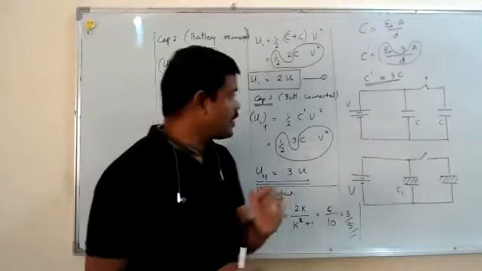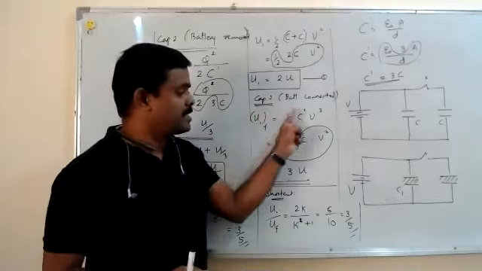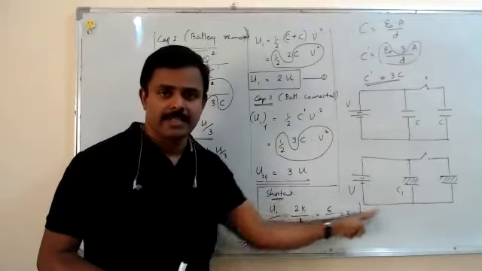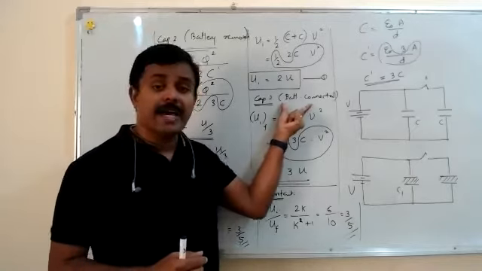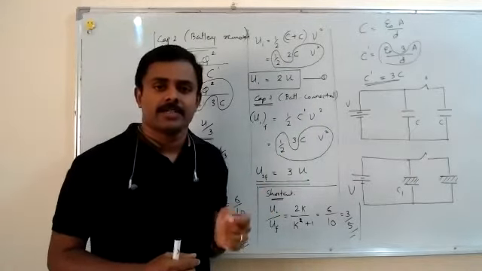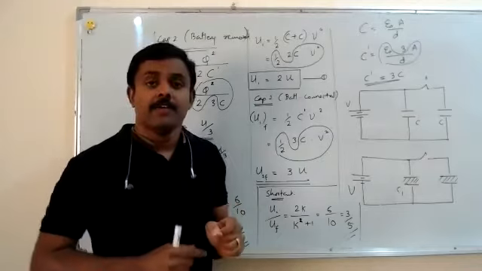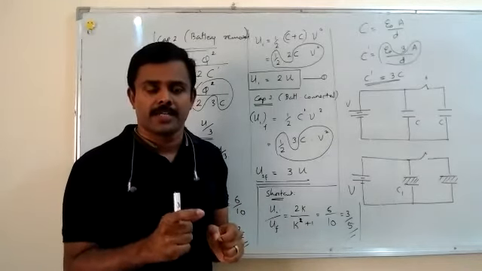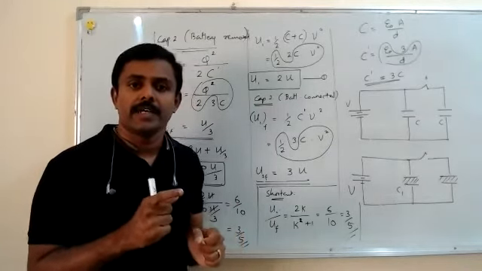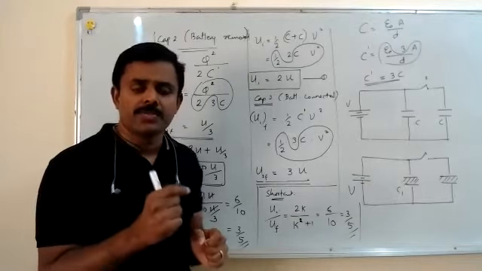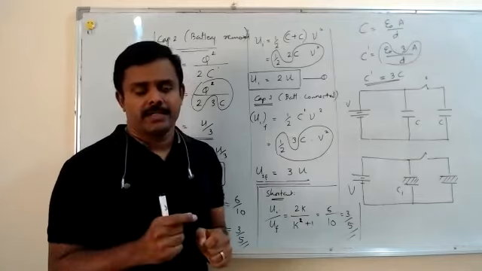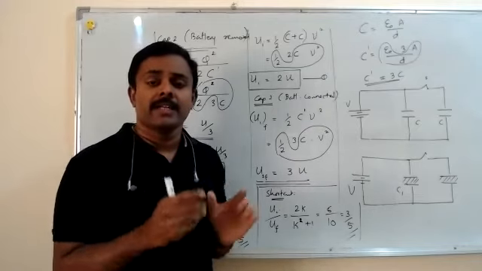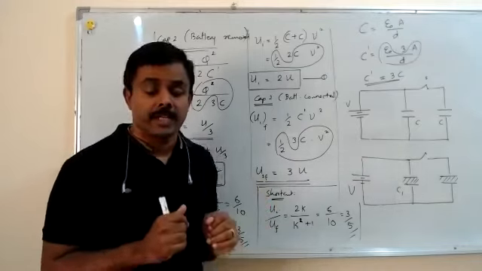Tell me, the first case is what? Capacitor number one, battery connected case. Tell me what is the equation for energy? Battery connected means, yesterday I told you, voltage is constant. So you have to choose an equation with voltage inside it. Whoever is constant, that quantity should be included in the equation.